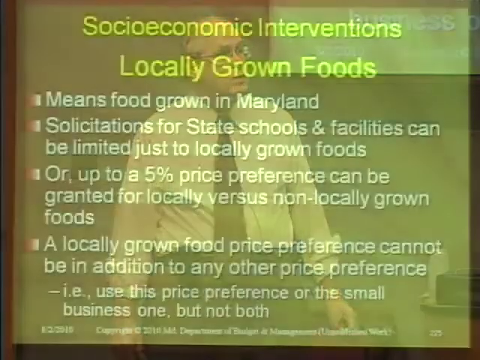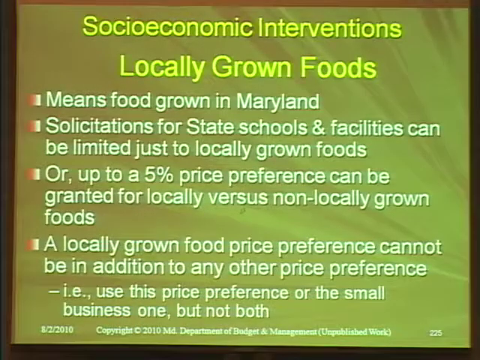A locally grown food price preference cannot be in addition to any other price preference. So you can't give a small business preference of up to 5% or 8% if it's a disabled veteran-owned small business, and then also give 5% for locally grown. In that instance, it's like one or the other.